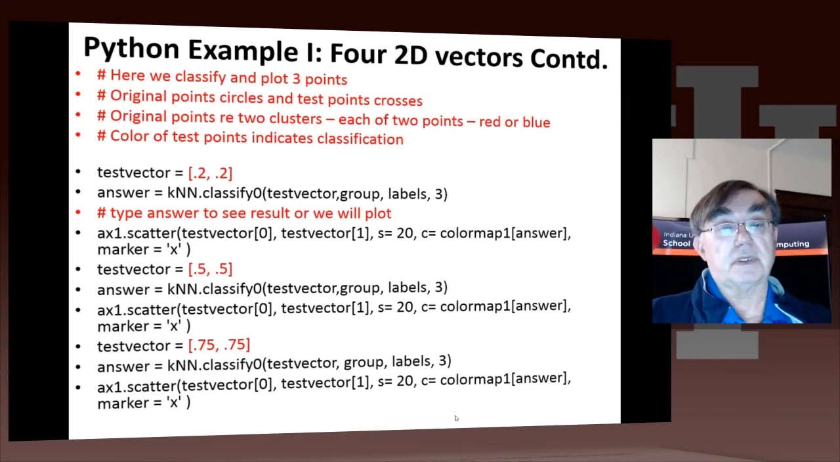Group is the set of existing points which have already been classified, and labels is the classification of that set of points in group. So those are the 4 arguments, and remember 3 is the number of nearest neighbors, and you just run that algorithm for these 3 test vectors. You get an answer, and then here we plot the answer with the scatter matplotlib functions.